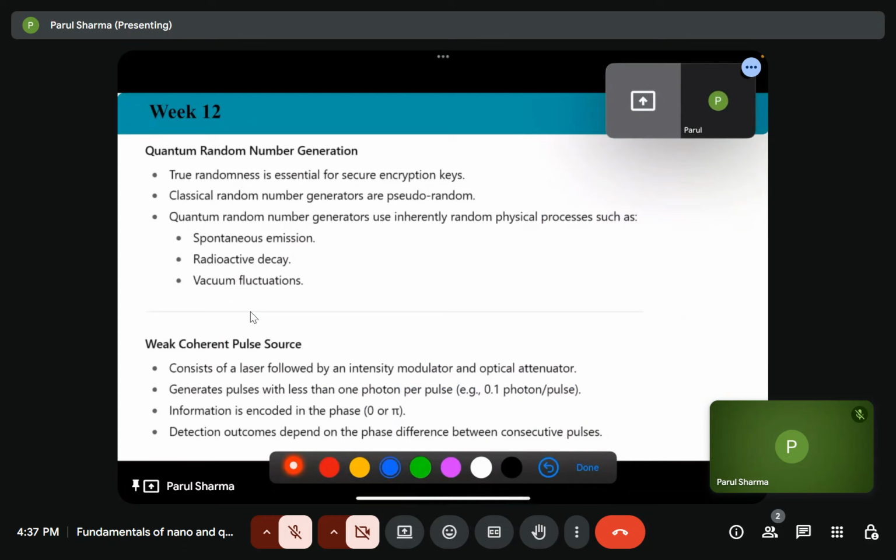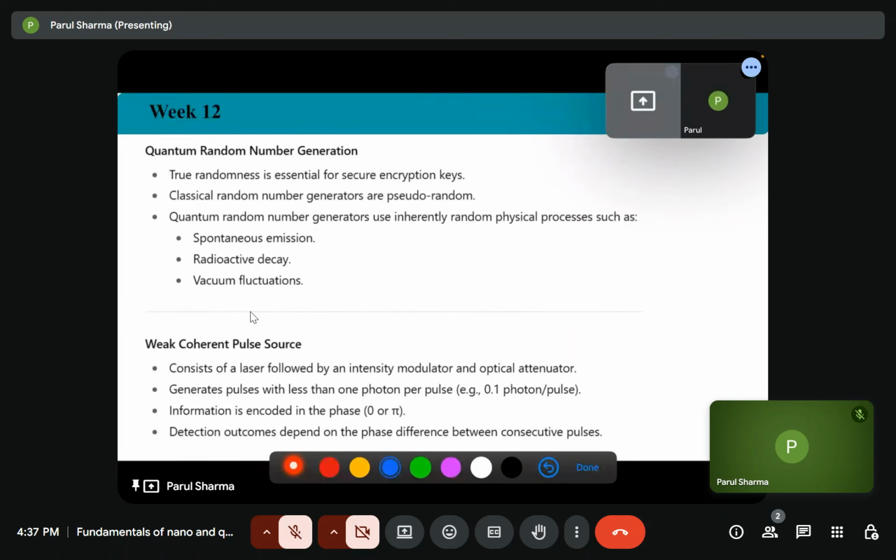So, true randomness is essential for secure encryption keys. Classical random number generators are pseudo random. Quantum number generators use inherently random physical processes such as spontaneous emission, radioactive decay, vacuum fluctuations. So this is one part.